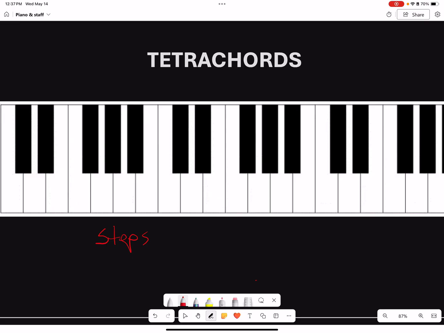Steps can go forwards, steps can go backwards. So you can go from D to C. That's also a step. In music, we would say that's a descending step, descending meaning going down. Now, there are two different kinds of steps. There are half steps and there are whole steps.